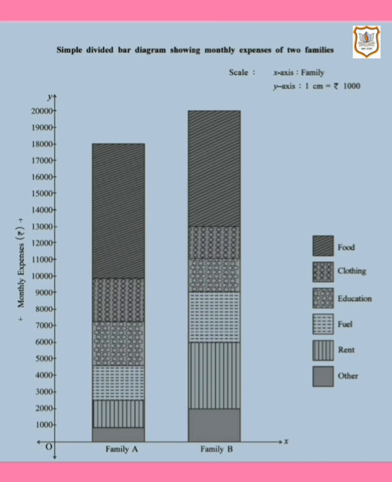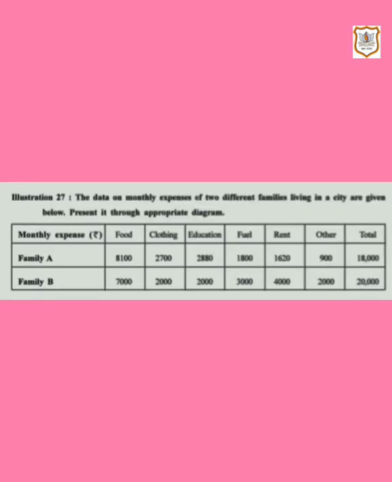After that, the remaining is other. Similarly, we have to mark the bar diagram of family B in the same manner after finding out the split up line. Now, let's understand the percentage divided bar diagram for the same illustration.